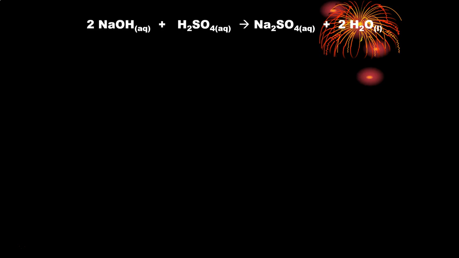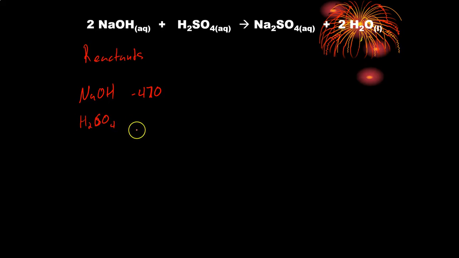So let's look at this example. We have 2 NaOH plus H2SO4 goes to Na2SO4 plus 2 H2O. So our first step is we've got to look up and see what the delta H value is for all of our reactants and products. So for our reactants, we have NaOH. And if we look up on our table in the packet, we will see that NaOH has a value of minus 470.